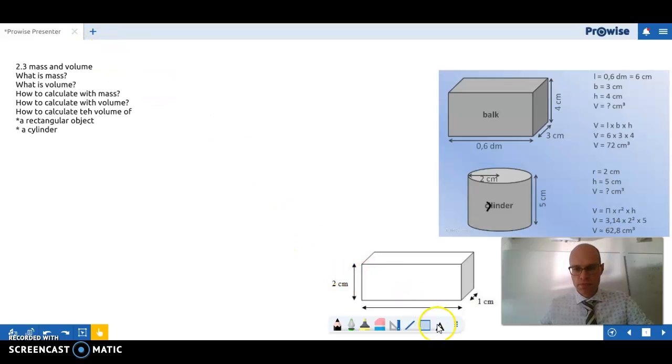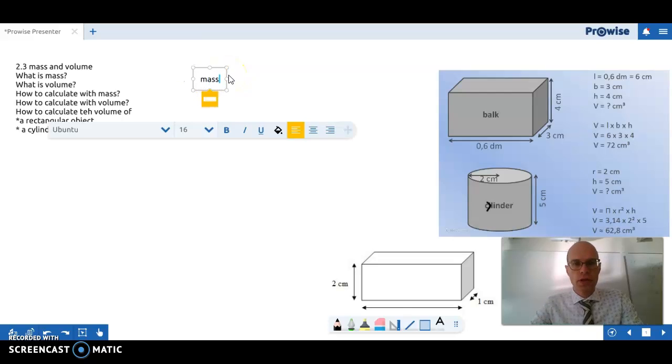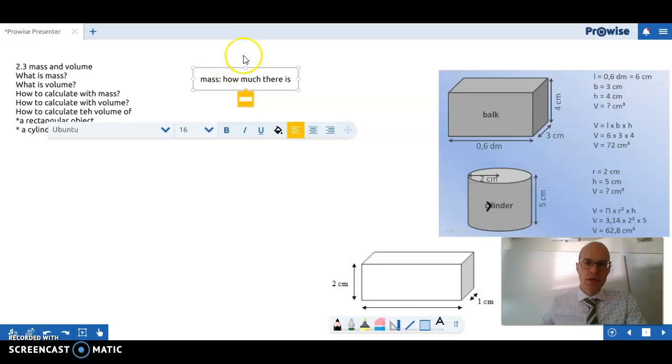So basically, what is mass? Mass is how much there is of a certain substance. So don't forget, weight is something completely different from mass in science. Mass is how much there is. It's in kilograms or grams or tons, and weight is a force. Okay, so mass: how much there is.